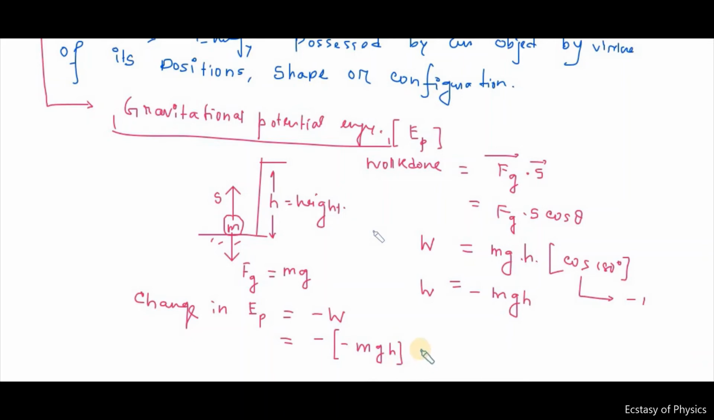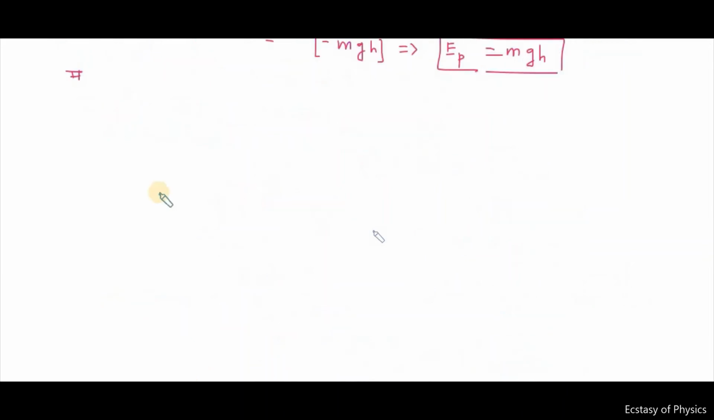If you substitute in these expressions, finally you get the expression of potential energy, which is equal to m into g into h. That's the expression of the gravitational potential energy. Next we'll talk about the elastic potential energy.